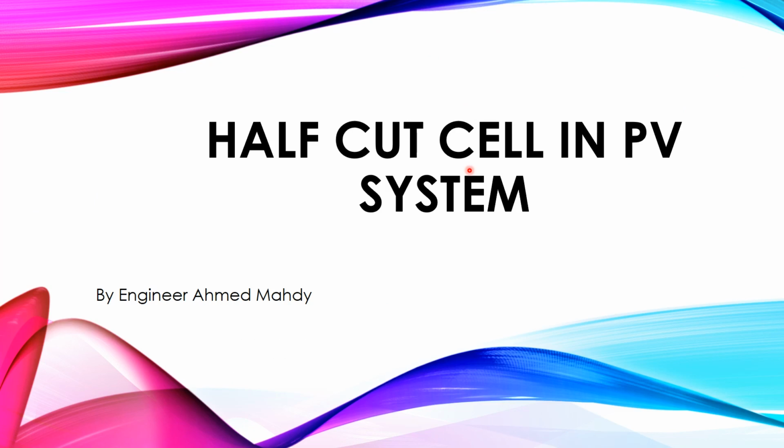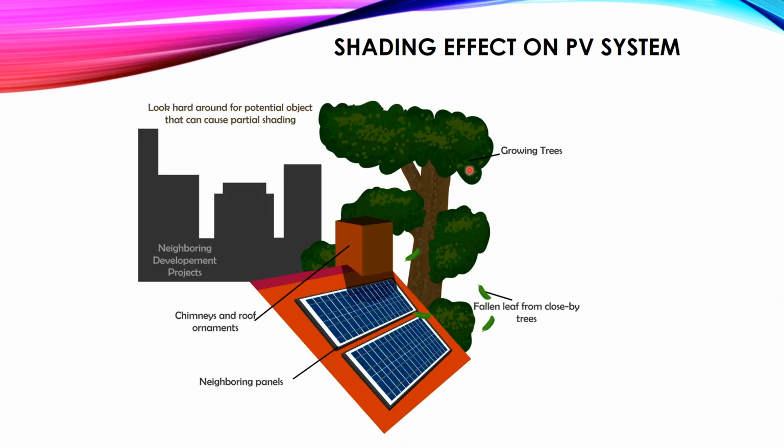So let's start by discussing first what is the meaning of the shading effect before we go to the half-cut cell. So what does the shading effect mean? The shading effect means that there's a shade or a shading effect on the PV panels. So what I mean by this, if you have a tree, for example, you have a chimney or any roof component, all of this provides a shadow.